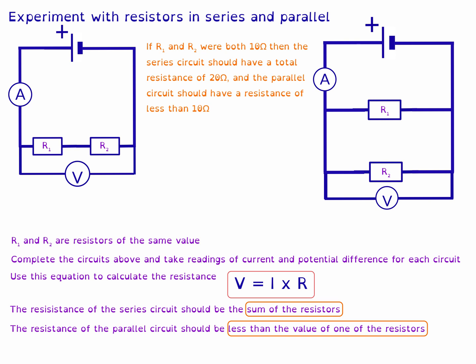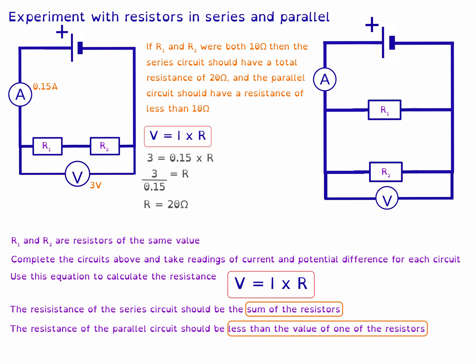In this example, we have for our series circuit an ammeter reading of 0.15 amps and a voltmeter reading of 3 volts. Using V equals IR, we can substitute in those numbers. So we get 3 equals 0.15 times R. If we rearrange that to make R the subject, we need to divide through by 0.15, and that gives us 3 divided by 0.15 equals R, and that gives us 20 ohms, which is the same as our prediction.